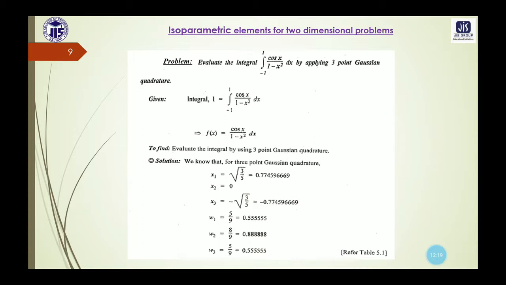Because here it is given we need to apply 3-point Gaussian quadrature. So here we have written that for 3-point Gaussian quadrature, the value of x1 is plus root under 3 by 5, then x2 is 0 and x3 is minus root under 3 by 5. And the value of w1 is 5 by 9, the value of w2 is 8 by 9, and the value of w3 is 5 by 9. So all the values of x1, x2, x3, then w1, w2, w3 we have got from the table regarding the Gaussian quadrature.